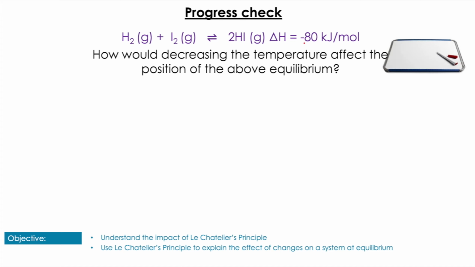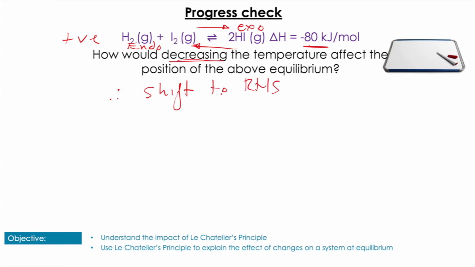Okay, with this one, we can see that it's exothermic in the forward reaction and endothermic in the backwards reaction. Now, of course, we're decreasing the temperature, so the reaction's going to fight that. So the reaction's going to go towards its exothermic direction. And because of that, it's going to shift to the right-hand side.